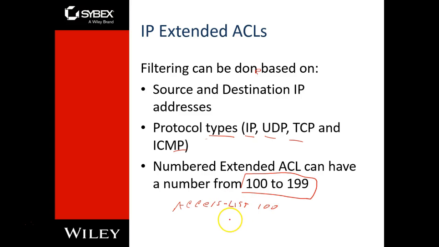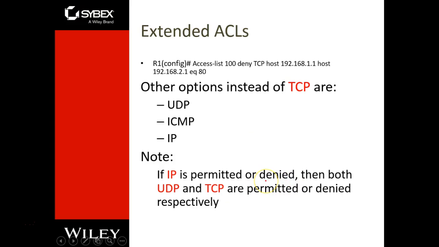The system automatically knows that it's an extended list, so I can deny, and I can have the source IP, destination IP, and deny TCP. And TCP tells me what protocol I'm going to deny. TCP, the source, the destination, and then at some point we're going to say equal to 80 maybe when we do these things. I'm going to do a couple of examples, or at least one example of a standard as well as an extended list. So you get that. We got some options.